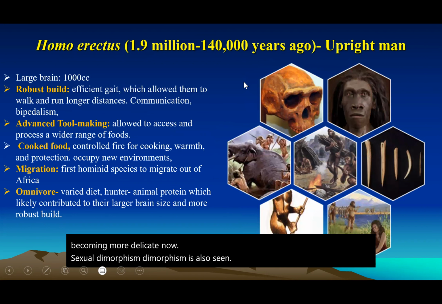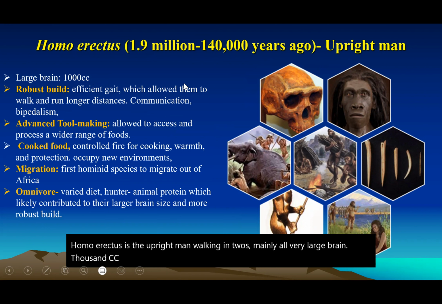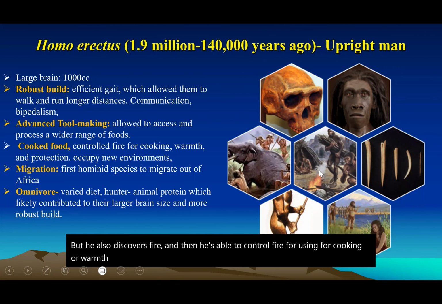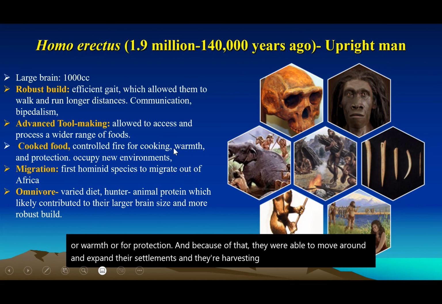Homo erectus is the upright man walking on two feet mainly, a very large brain, 1000 cc, very robustly built, advanced tool making skills. But he also discovers fire, and then he's able to control fire for cooking or warmth, for protection. And because of that, they were able to move around and expand their settlements, and they are harvesting from different environments.